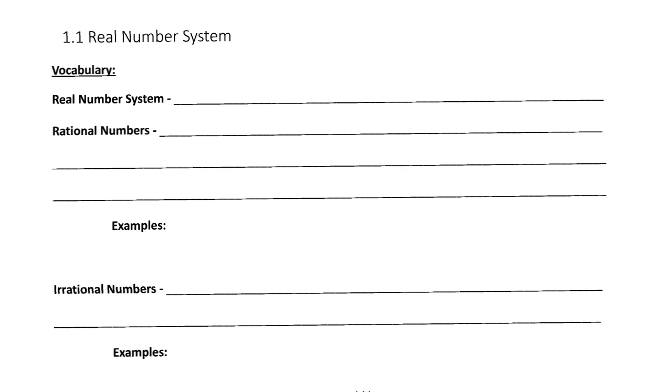Okay, so first thing we're going to do is start with vocabulary. The real number system is made up of rational and irrational numbers. You may be thinking, what are rational and irrational numbers? Okay, so we're going to get into rational next.